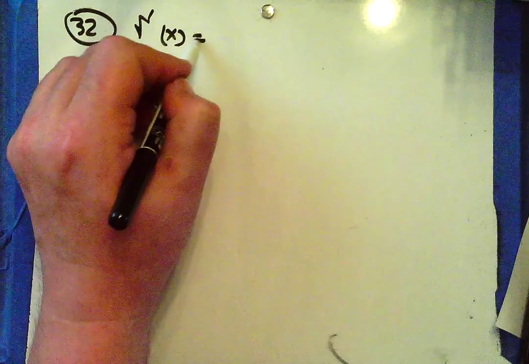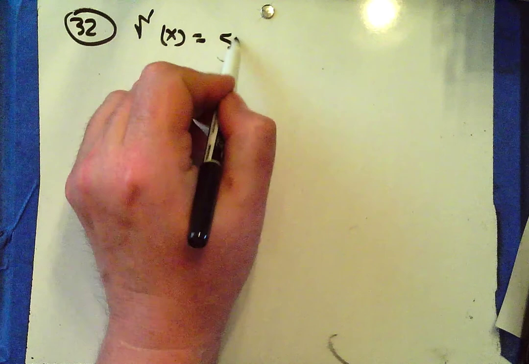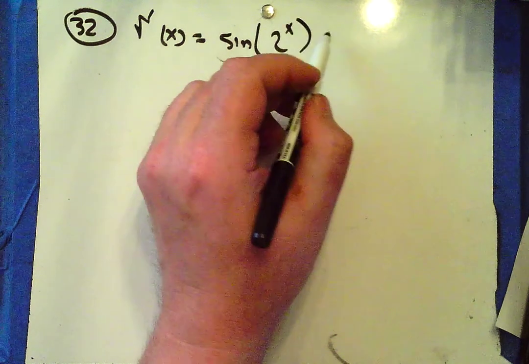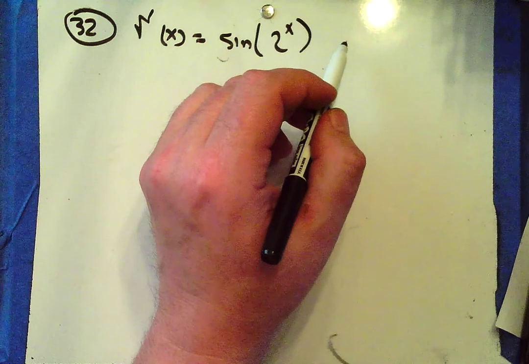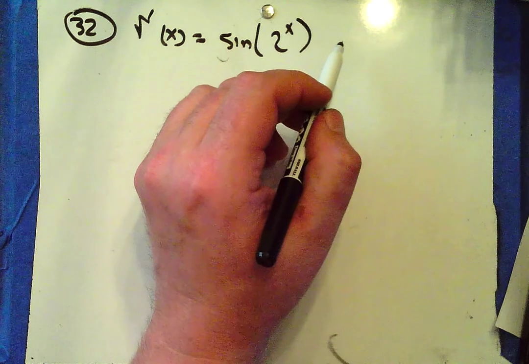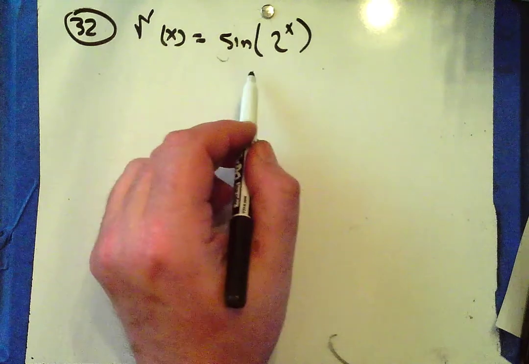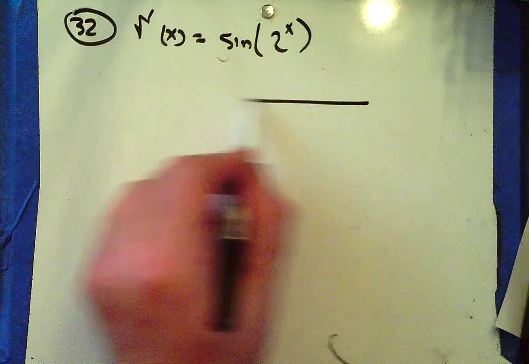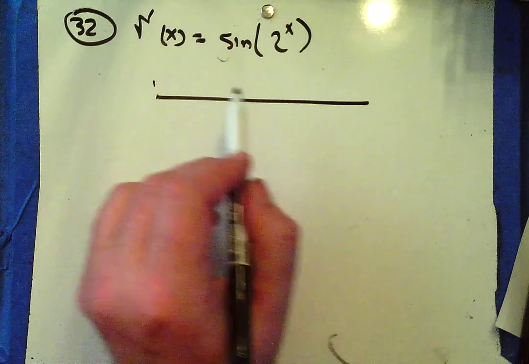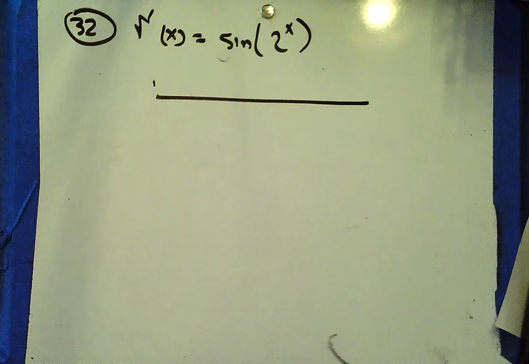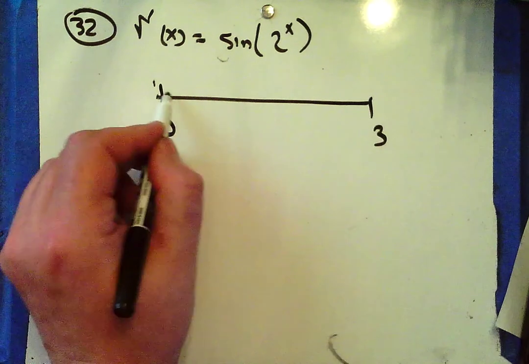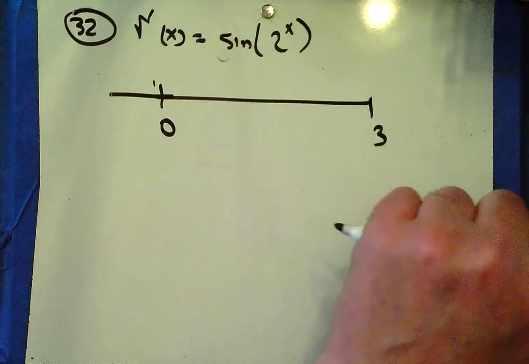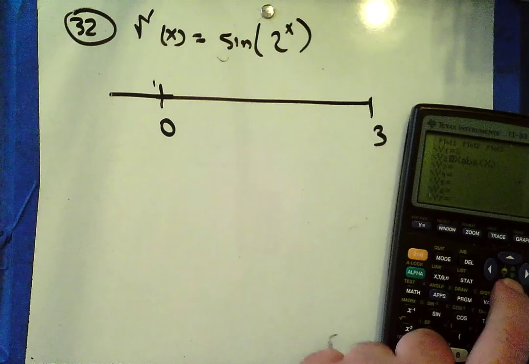32 says f prime of x equals sine 2 to the x. For all x's, what's the smallest value at which f has a relative minimum? So I want to know when f prime equals 0. And all of these values are between 0 and 3. Maybe I go a little over here. So let's graph our f prime graph.